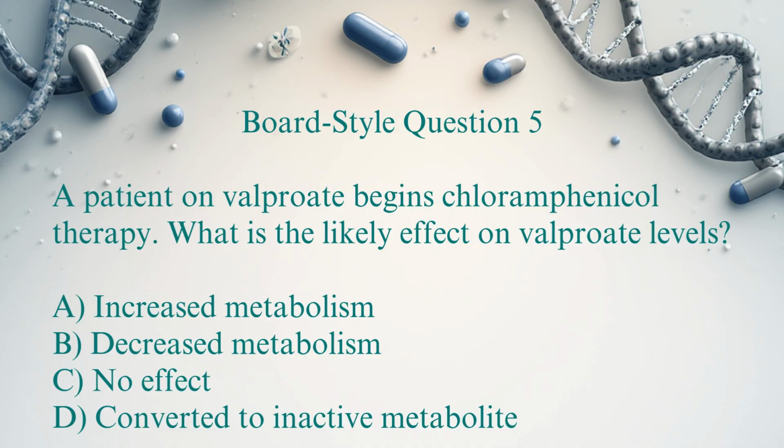So the key idea here is an inhibitor like chloramphenicol causes decreased metabolism, which leads to increased valproate levels and greater toxicity risk. Remember, inducers speed drugs up and cause treatment failure. Inhibitors slow drugs down and cause toxicity.